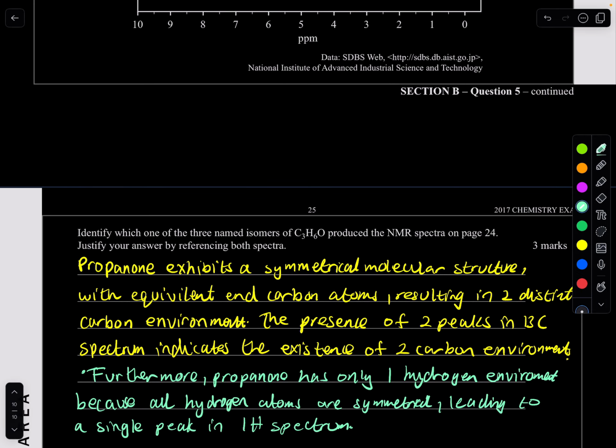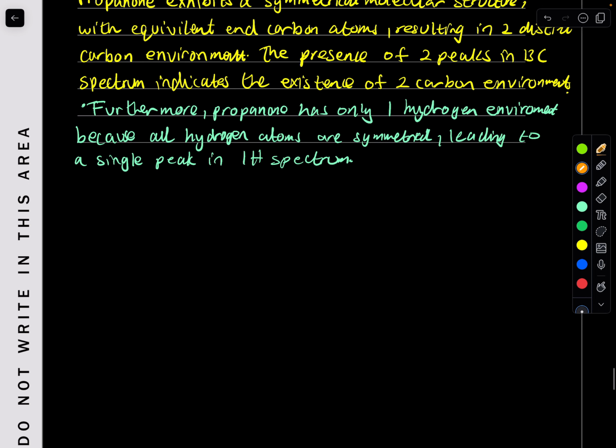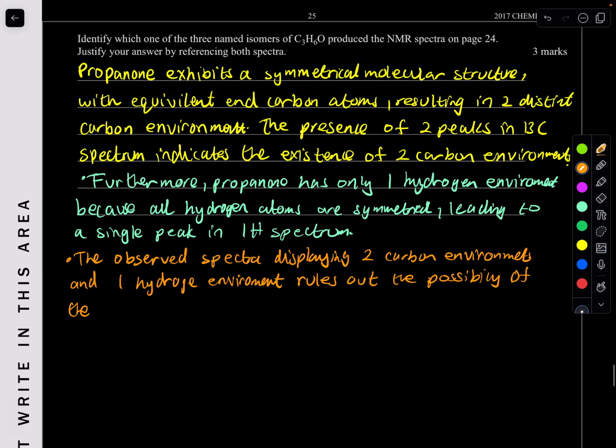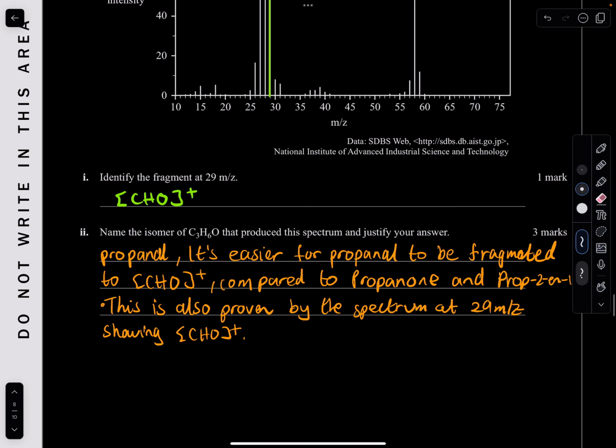I think we need to also explain why the other ones are probably not right. So the observed spectra, displaying 2 carbon environments and 1 hydrogen environment, rules out the possibility of the, what was it again, propanal.